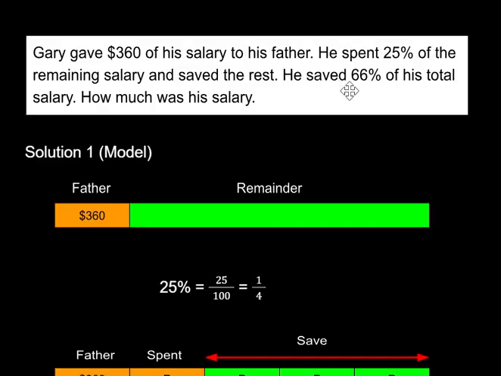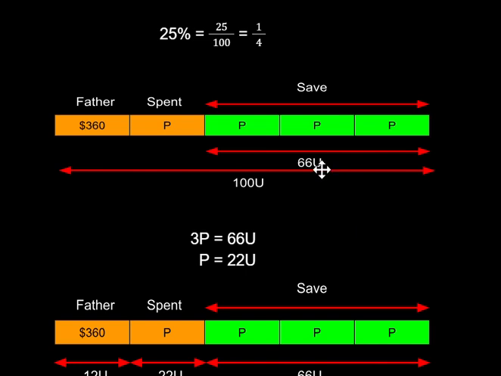Next, the question says he saved 66% of his total salary. So if this is the total salary, and I call it 100U, 66% means it's 66U. So this is the part that he saved. So from here, I can clearly say that 3P is equal to 66U, and P must be equal to 22U, because you take 66 divided by 3, which means that this part here is also equal to 22.